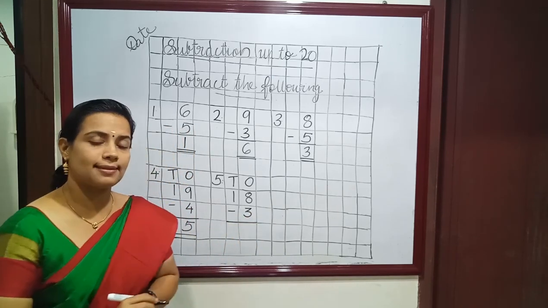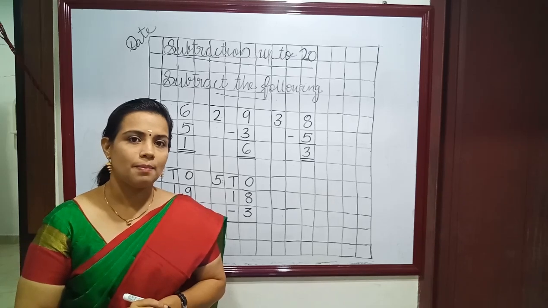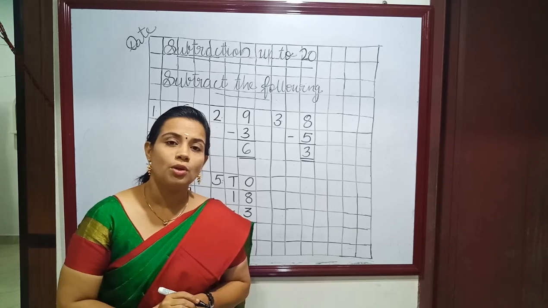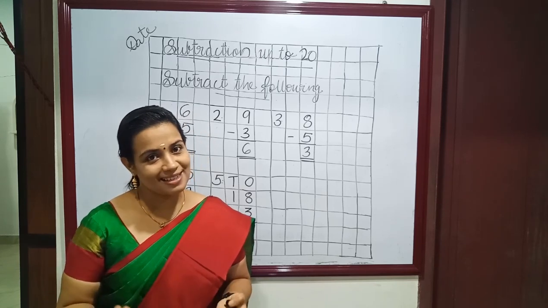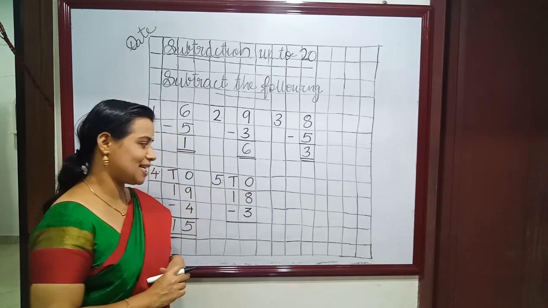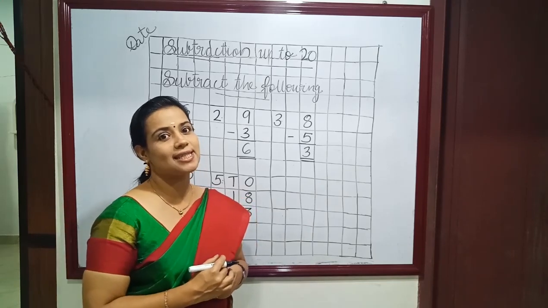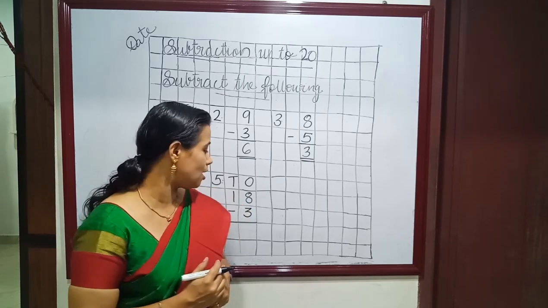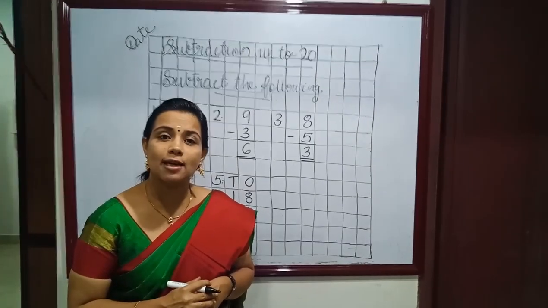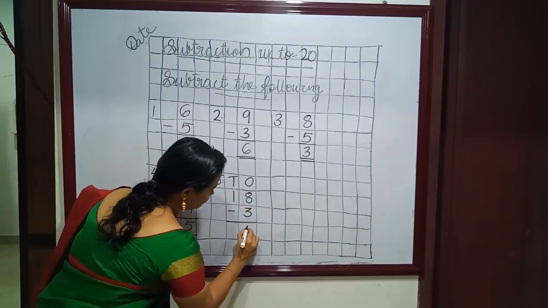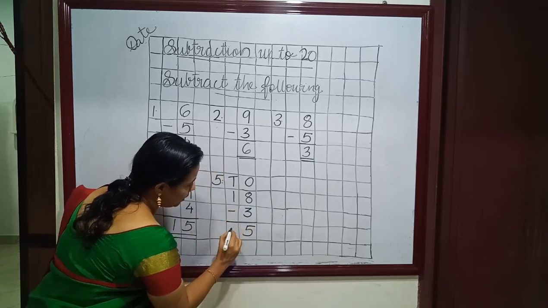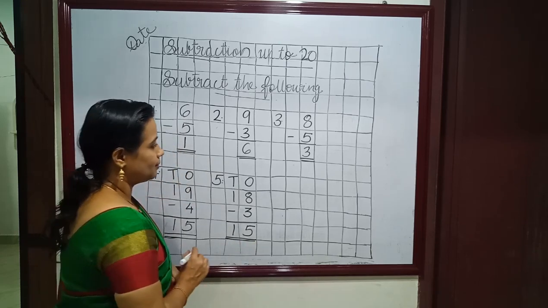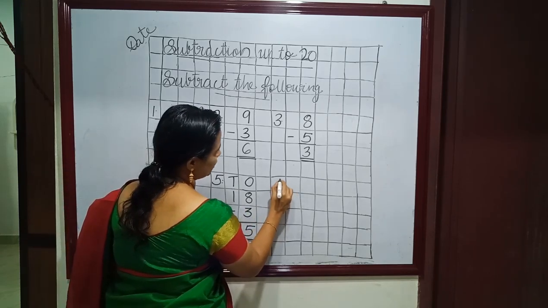18 minus 3. So what do we do? We have to subtract the digits in the ones place. Which are the digits in the ones place? Tell me. 8 and 3. So 8 minus 3 is equal to 5. Then what do we do? Bring down 1. One more question.